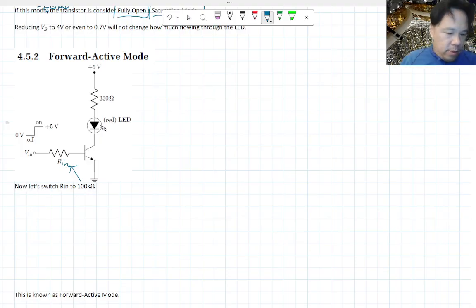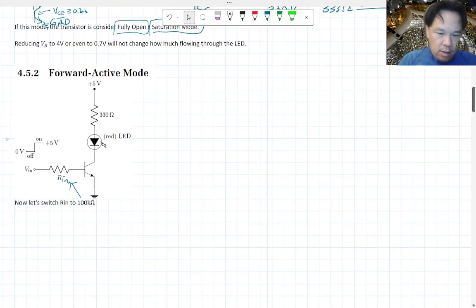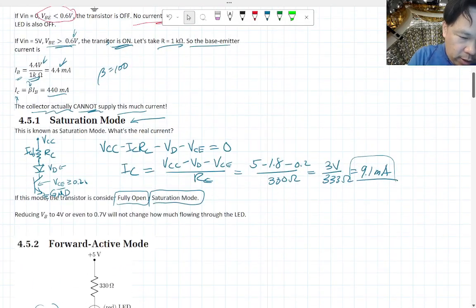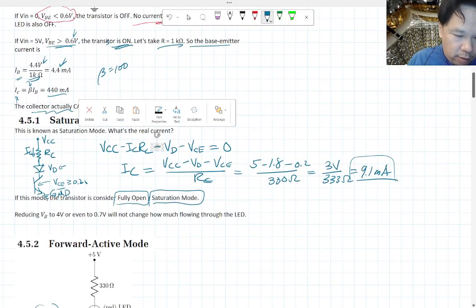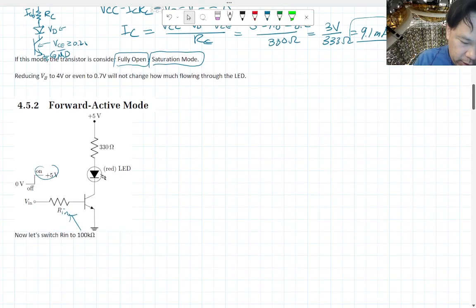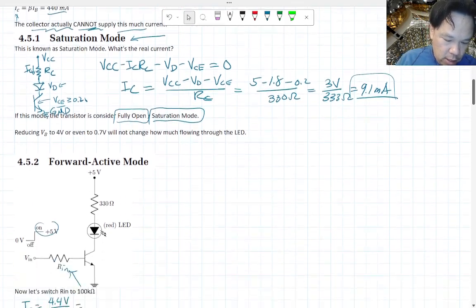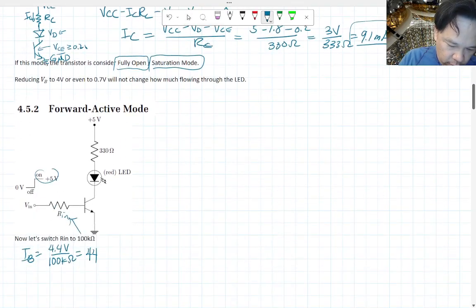Okay, so in this case, let's see. So let's say we have 5 volts. Let's start off with 5 volts again, right? Instead of the base current being 4.4 volt divided by 1 kilo ohm, the base current is now 4.4 volt divided by 100 kilo ohm. Okay, so 100 kilo ohm, so reduce that by a factor of 100, so that's actually 44 microamp, right?